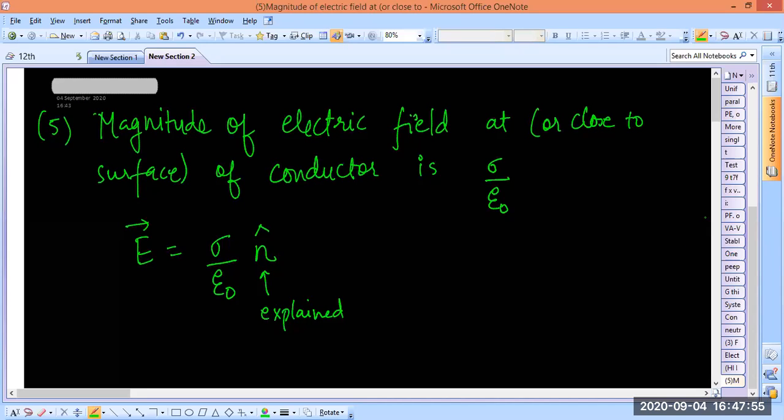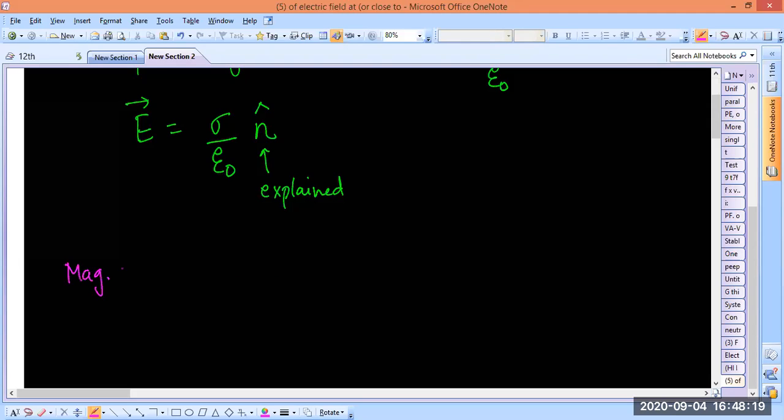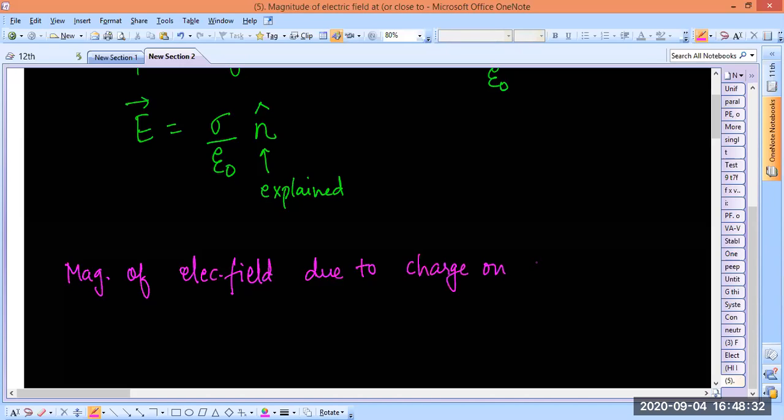Oh, well, I'm thinking that we should change this sentence a little bit to make it perfect. I'm adding something here. I'm so sorry. You might have to write this whole sentence again. Okay, not over there, here. I will write it again anyway. Don't worry. Magnitude of electric field due to charge on conductor.